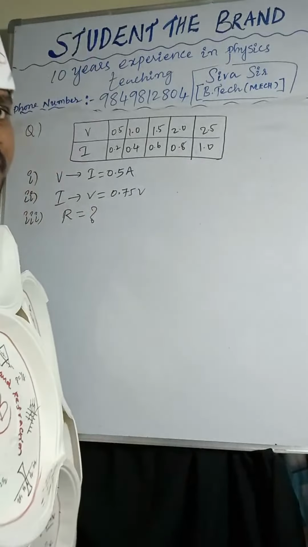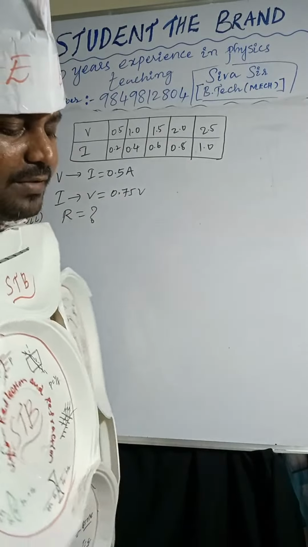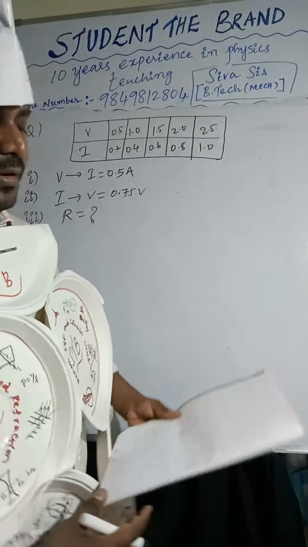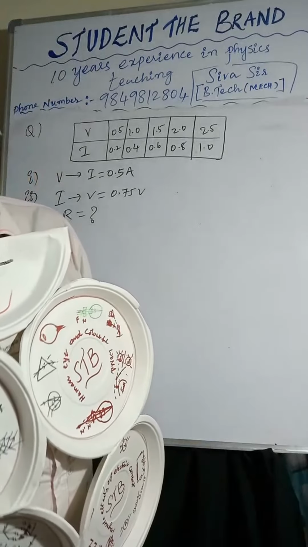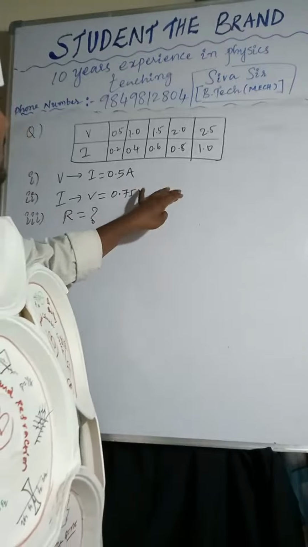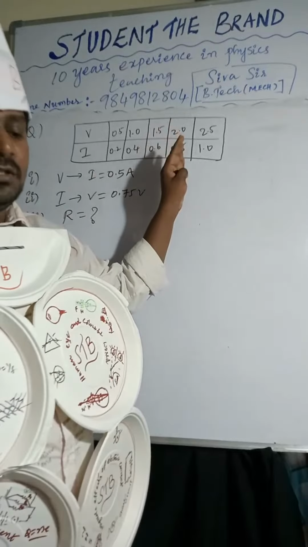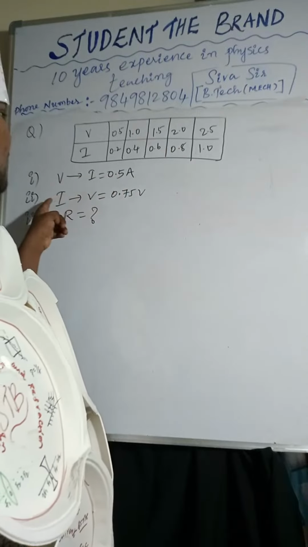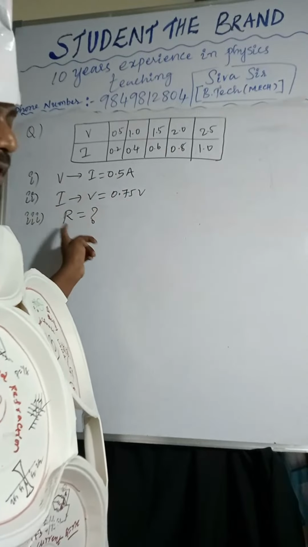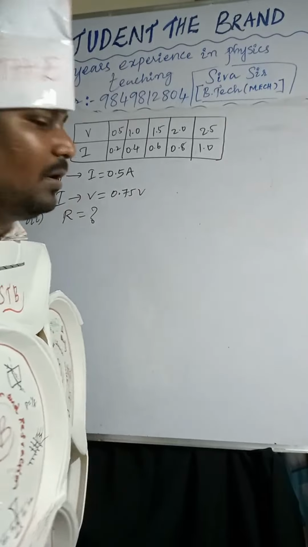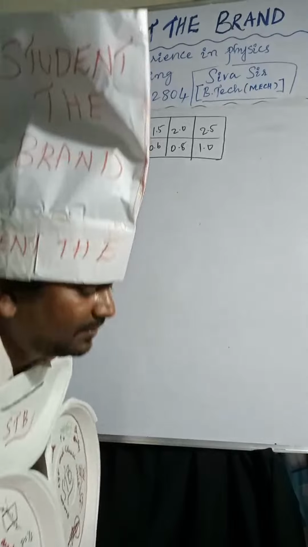Tabular form is given, so from that we have to find out. Okay, so we check once. This is the question given: find the potential difference when current is 0.5, find the current when V equals 0.75, and find out the resistance. Try it once and let me know. How many members will solve? We will see.